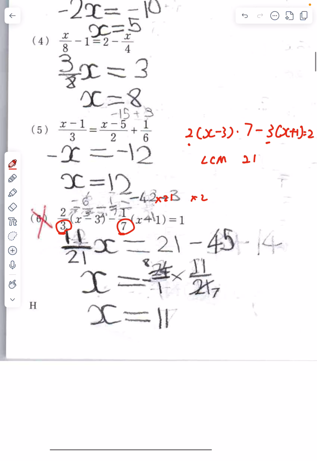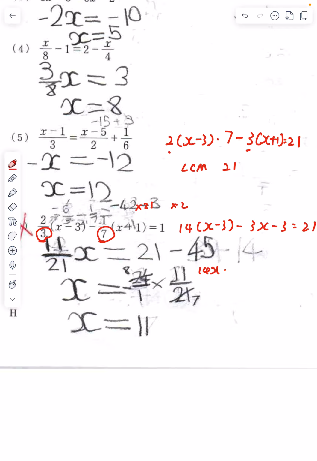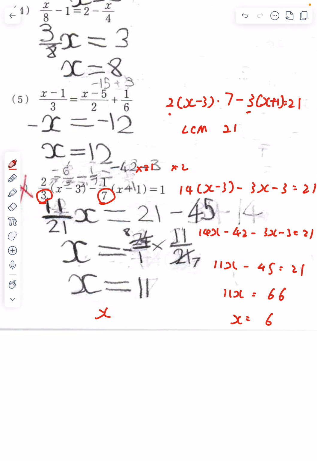Okay, with that being said, on the left side, we have 14 times x minus 3 minus 3 times x plus 1 equal to 21. 14x minus 42 minus 3x minus 3 equal to 21. So 14x minus 3x is 11x, minus 45 is equal to 21. 11x is equal to 66, x equal to 6. Okay, so the answer for this one should be x equal to 6.